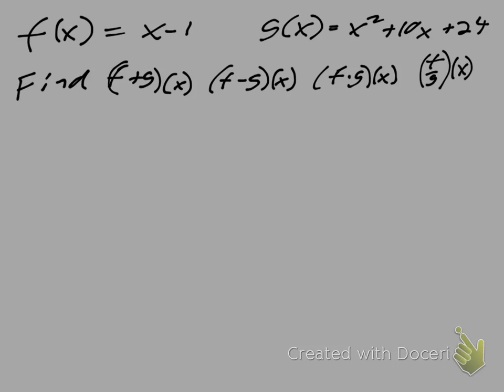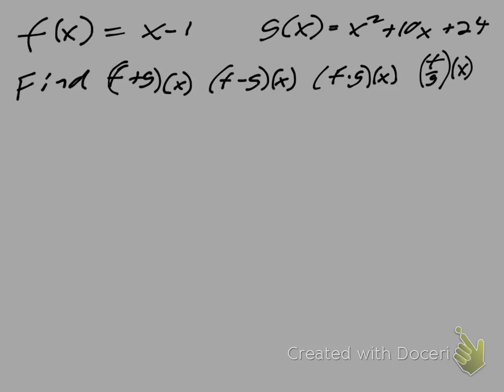All right. Last ones. F of x equals x minus 1. G of x equals x squared plus 10x plus 24. Find all four functions, four operations: f plus g, f minus g, f times g, f divided by g. Are there any questions? All right, add the functions together.